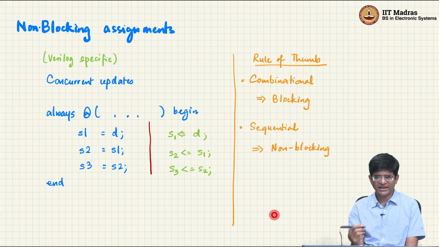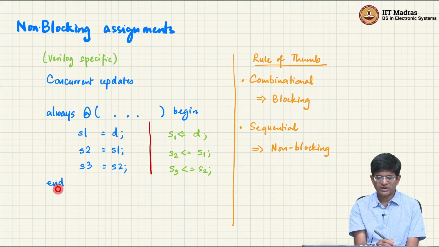One potentially confusing aspect that comes in over here is this notion of non-blocking assignments, which is somewhat Verilog specific. Once again, this is something that hopefully should become clear as you look at more examples, right? The example over here basically shows that in Verilog, according to the syntax, I could write an always block in 2 ways. For example, I have S1 equal to D, S2 equal to S1, S3 equal to S2. Or I could write the same thing with S1 less than or equal to D, S2 less than or equal to S1, S3 less than or equal to S2. Less than or equal to actually means assign, right?